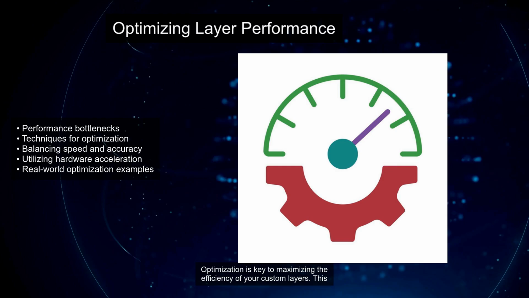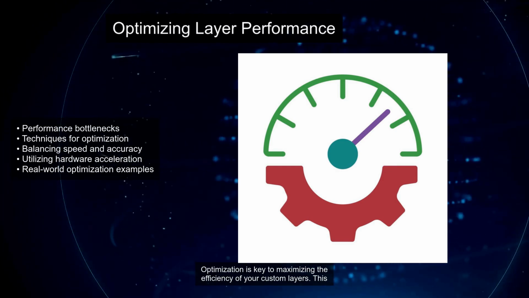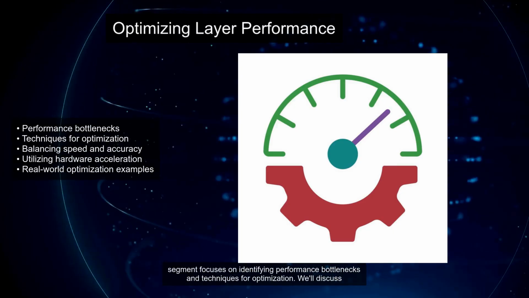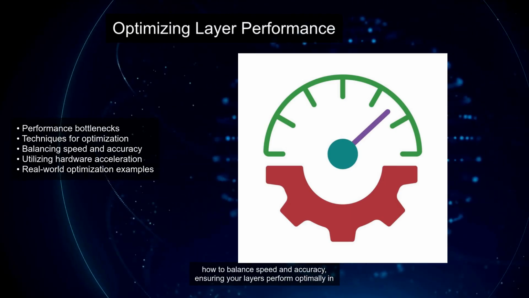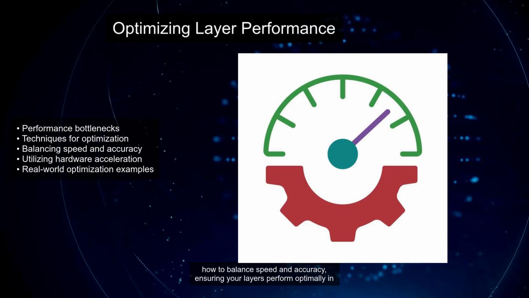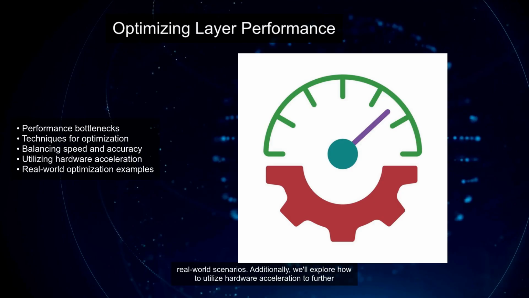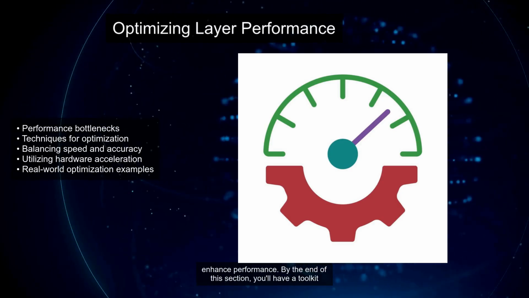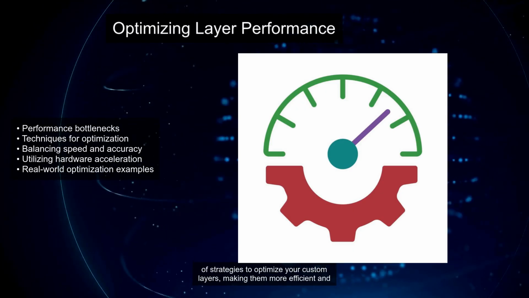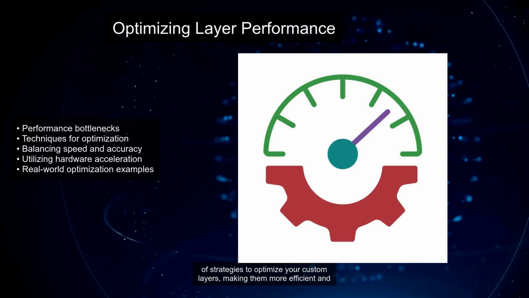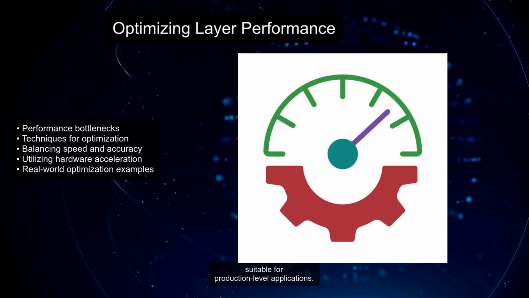reliable and effective. Optimization is key to maximizing the efficiency of your custom layers. This segment focuses on identifying performance bottlenecks and techniques for optimization. We'll discuss how to balance speed and accuracy, ensuring your layers perform optimally in real-world scenarios. Additionally, we'll explore how to utilize hardware acceleration to further enhance performance. By the end of this section, you'll have a toolkit of strategies to optimize your custom layers, making them more efficient and suitable for production-level applications.